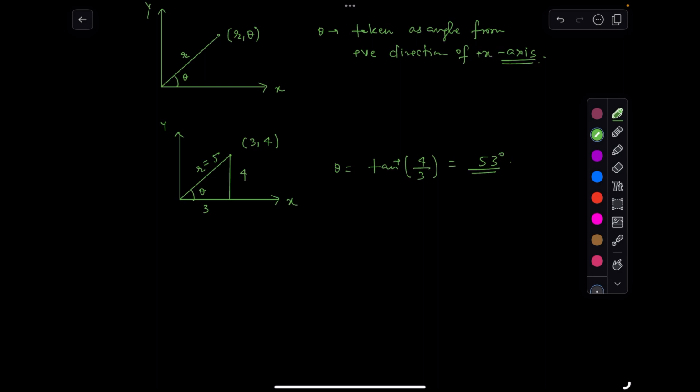So in Cartesian coordinates, the coordinate of this point is 3, 4, and in polar coordinates, the coordinate of this point will be written as 5, 53 degrees. This is the polar coordinate of this point.